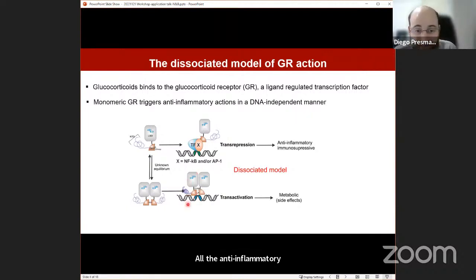So the search for these good ligands would be to try to find synthetic drugs that will shift the equilibrium towards the monomeric GR, which is the one that will do all the good actions, okay? And that's how this model was pursued for so long, to try to find this monomeric activity.